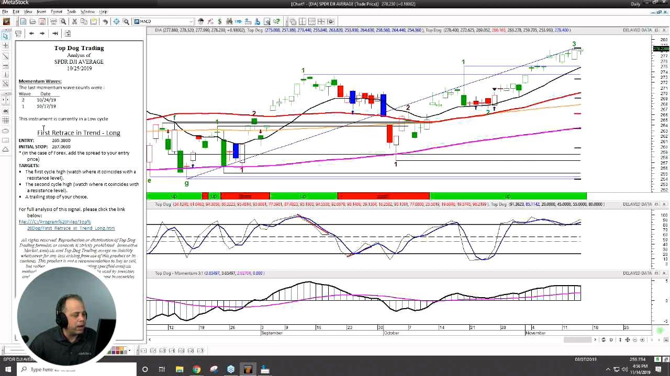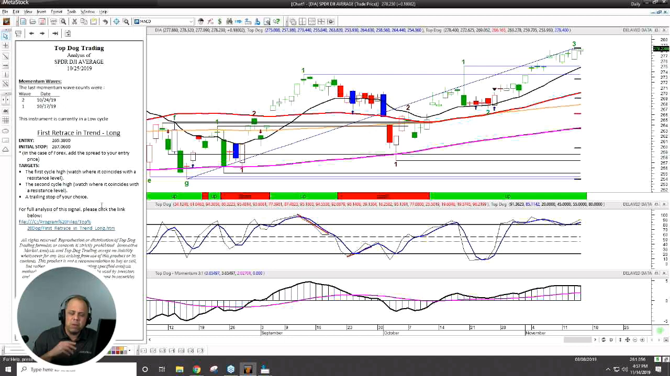So right now the instrument is currently in a low cycle. You've got your first retrace in a long position. It gives you an entry position, you'll see that right here, 269.38. It gives you an initial stop position, so you know exactly where you're going to get out if this goes against you. And then it's going to tell you where you should put in your targets. So the first one would be a first cycle high. That would be right about here. The second cycle high, which coincides with the resistance level, or a trailing stop of your choice.